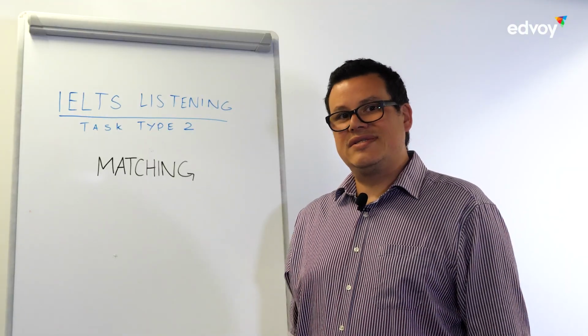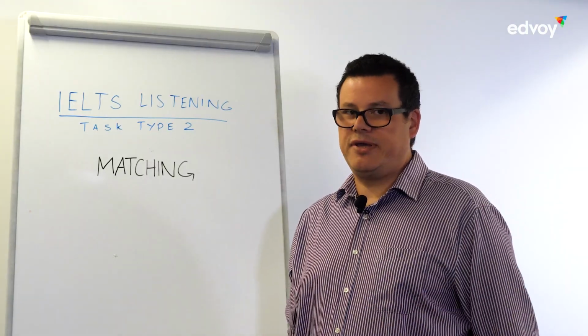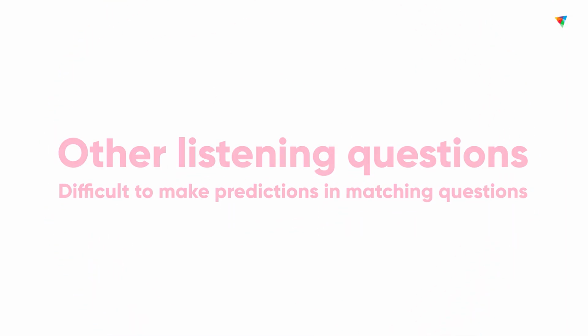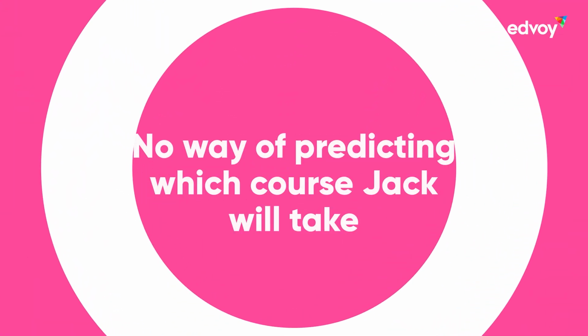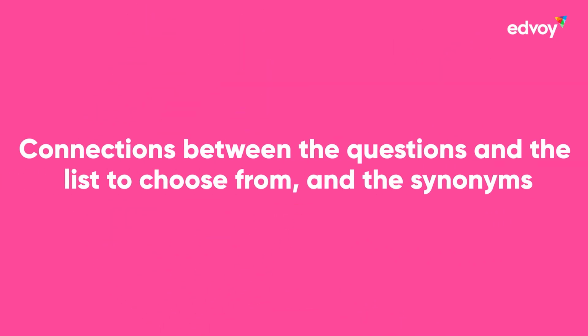What you need to do is think about different ways to express the language that you see on the question paper. Unlike in other listening questions, it'll be difficult to make predictions in matching questions. In this example with Jack, there is no way that we can predict which course he will or won't do. So focus on the connections between the question options and the list to choose from, and on what synonyms you can think of.